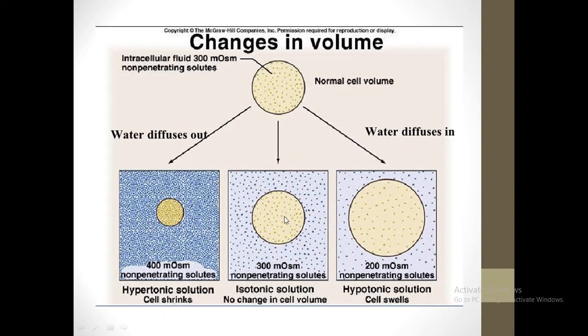In the other scenario, the cell is placed in an isotonic solution, whereby the osmolarity of the surrounding fluid and the cell is the same. So, no net exchange of water occurs between the solution and the cell. Whereas in the third scenario, a cell is placed in a hypotonic solution, whereby the tonicity or osmolarity of the solution is less than the cell. So, water is pulled into the cell, thereby causing the cell to swell. Hence, in hypotonic solution, the cells swell.